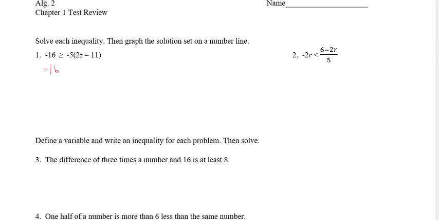First, I'm just going to distribute the negative 5 over here on the right side, so that's negative 5 times 2z is negative 10z, and negative 5 times negative 11 is plus 55. So to get z by itself, I'm going to subtract 55 from both sides. That gives me negative 71 is greater than or equal to negative 10z.